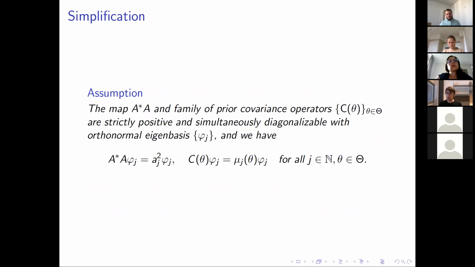Okay, and to actually get some results, let's make some simplification. We assume that we have diagonality in this problem structure. So A star A and the family of prior covariances are assumed to be strictly positive, and simultaneously diagonalizable with some fixed orthonormal basis. Let us denote the eigenvalues by small a_j and mu_j.